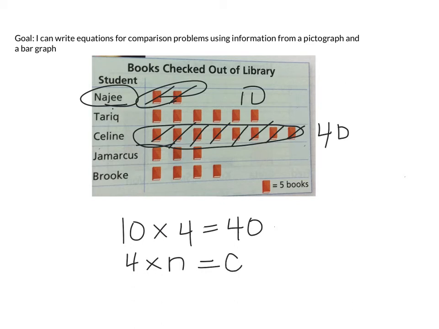And if we were to write a division problem, we would just do the opposite, or the inverse. So we would take C divided by 4 is equal to N, or the number of books that Nahi checked out.